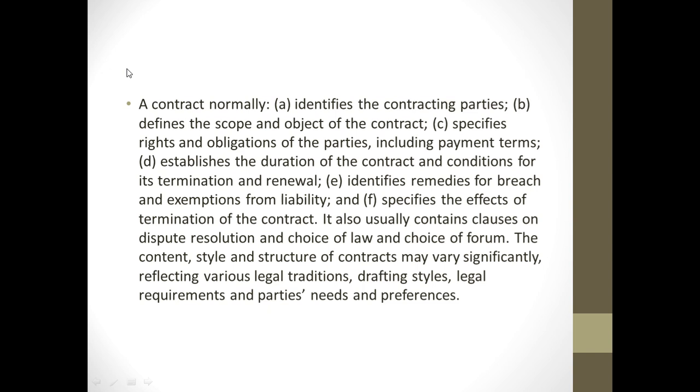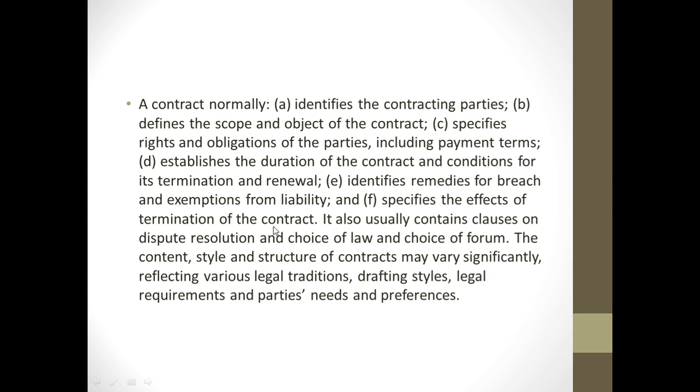So usually, what are the contents of the contract? It identifies the contracting parties, the scope and object of the contract, and the rights and obligations of the parties, including the payment terms. It states the duration of the contract, when it will be renewed, or otherwise when it will be terminated, remedies for security breach, and exemptions from liability. That is, the cloud service provider is not liable in these situations.